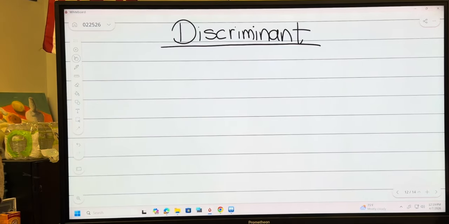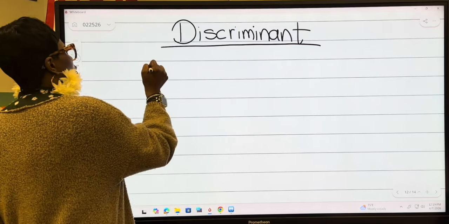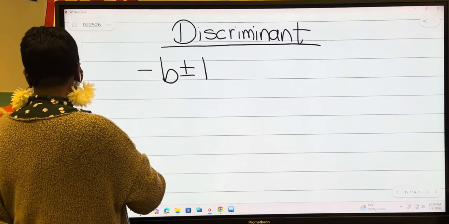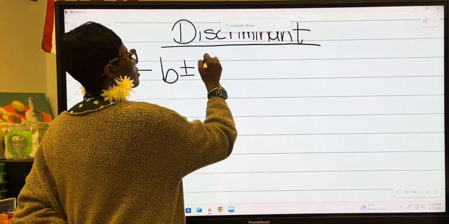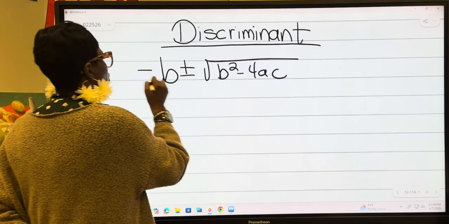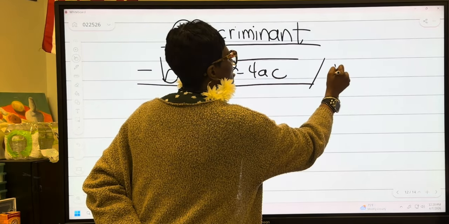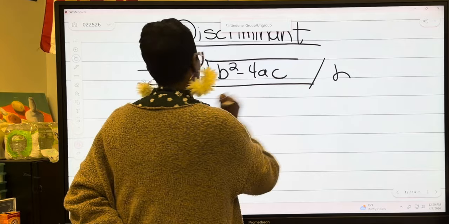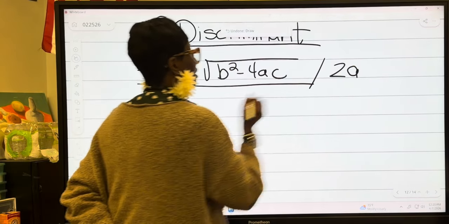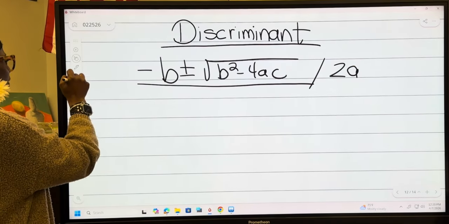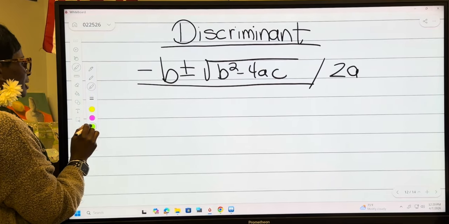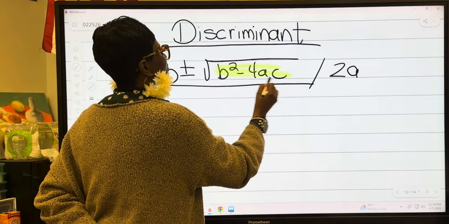What is this discriminant? So, tell me where have you seen this? Quadratic formula, right? Stabler, why are you showing me the quadratic formula? Because I want you to see the discriminant.